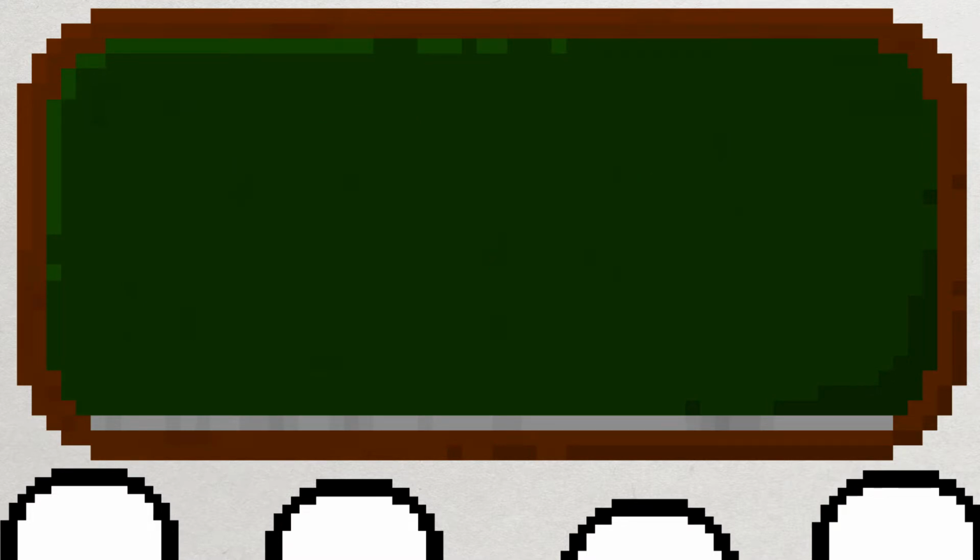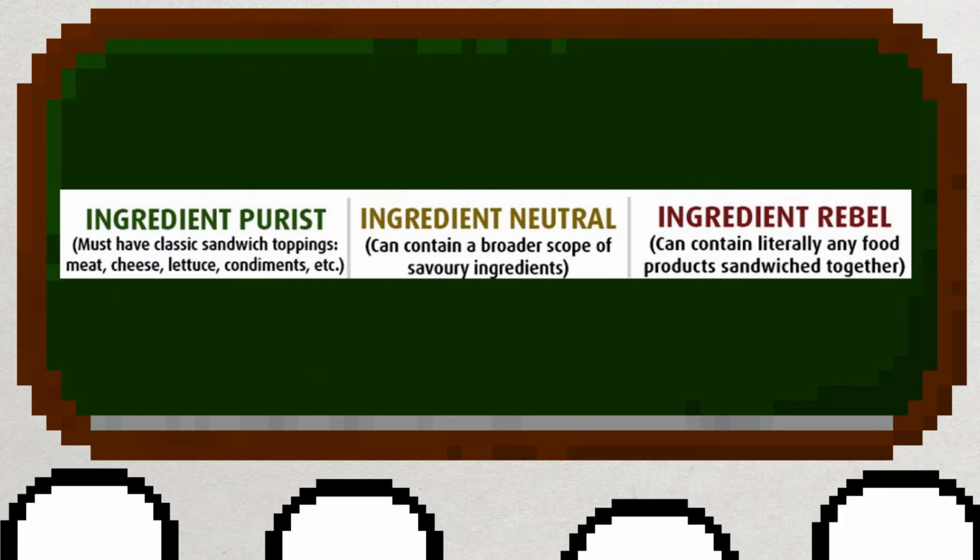Going along the top, we have the ingredient purist, who believes that sandwiches must contain classic sandwich toppings like deli meats, cheeses, lettuce, condiments, things like that. This is followed by the ingredient neutral, who believes that it can contain a broader scope of savory ingredients, such as beans, maybe rice, that sort of thing. This is followed by the ingredient rebel, who believes that it can contain literally any food products sandwiched together. These are things like ice cream sandwiches and even Pop-Tarts.